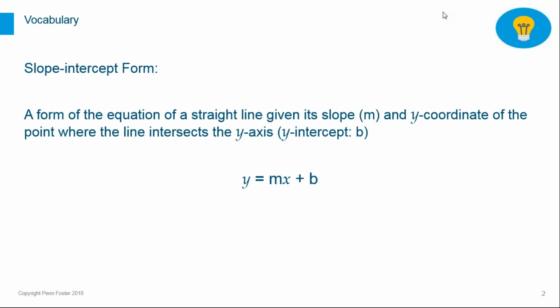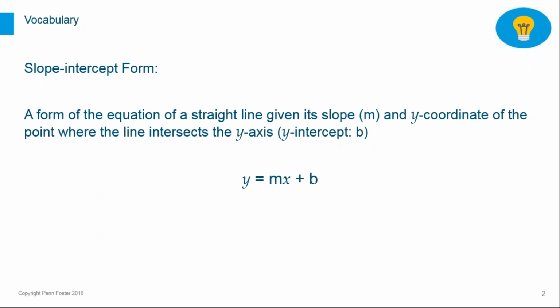So you need your slope. You need the slope of the line in order to write out the equation in slope-intercept form, and also the y-coordinate of the point where the line intersects the y-axis, which is the b in the equation. So this form is what we call the slope m, intercept b form.